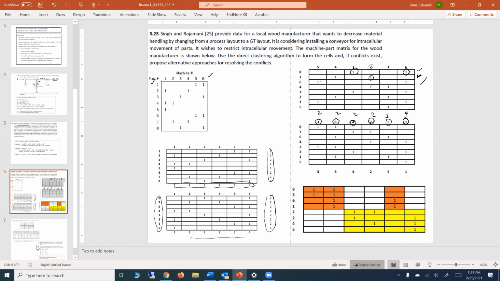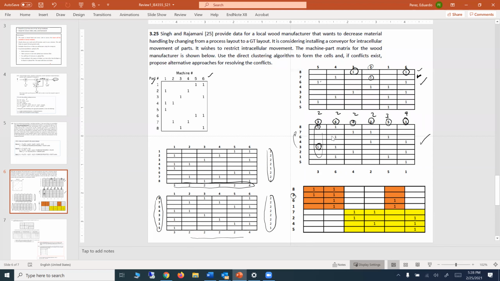In this table right here, we have sorted the columns. What's missing now is the sorting of the rows. For the rows, we're going to go column by column. If you look at this first column, you have a 1 in the first row already, so 8 is going to be fixed. Then you have another 1 here, so this one will move to the second row. So with the first column, we are done.